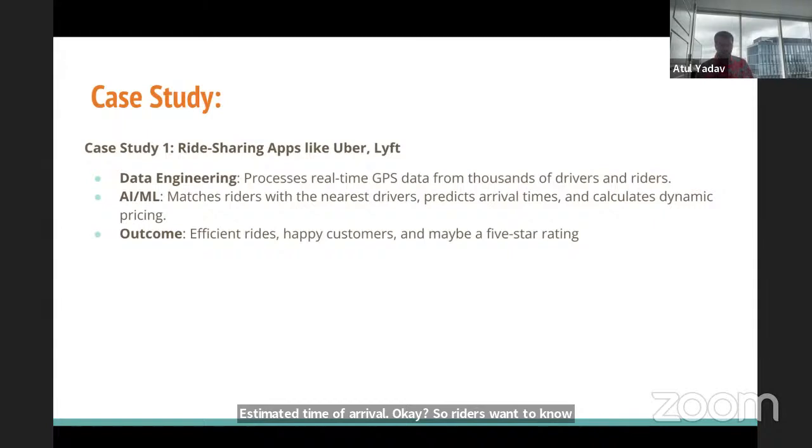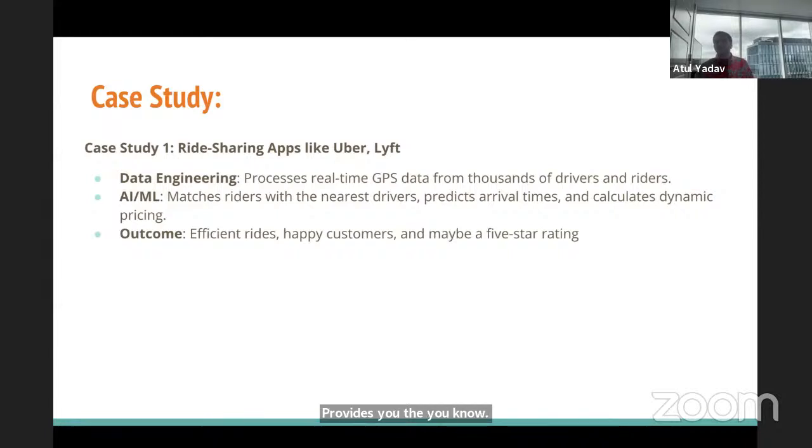Okay, right. So what sort of things are needed here? They would need the current driver location, the traffic conditions, and the historical travel times as well. How much time it generally took on this route, what the current traffic condition is right now, and what the current location of the driver is. Using these data inputs, the model provides you the ETA.